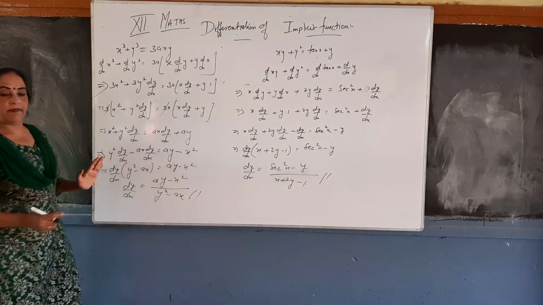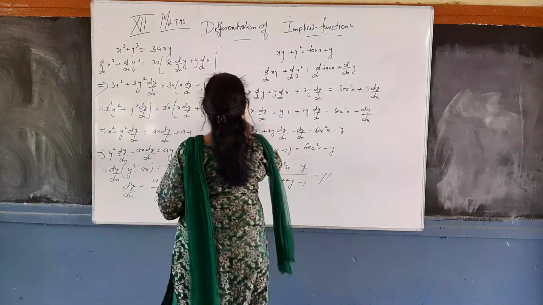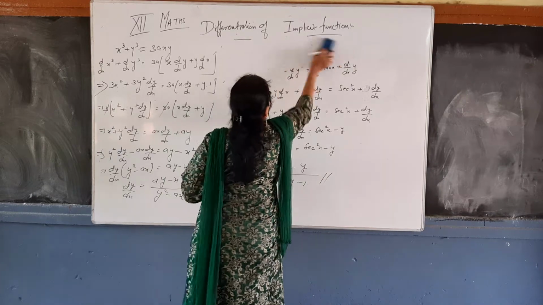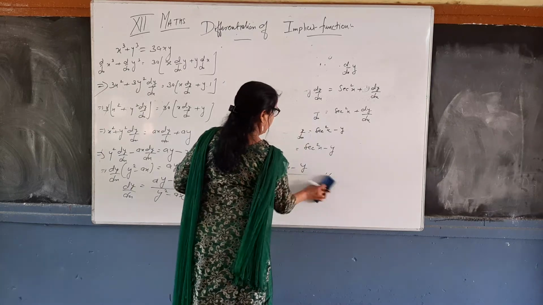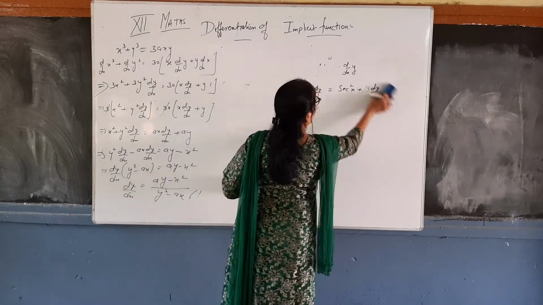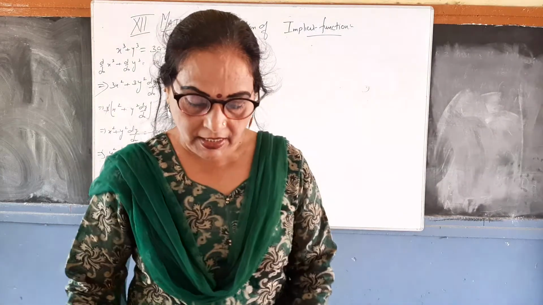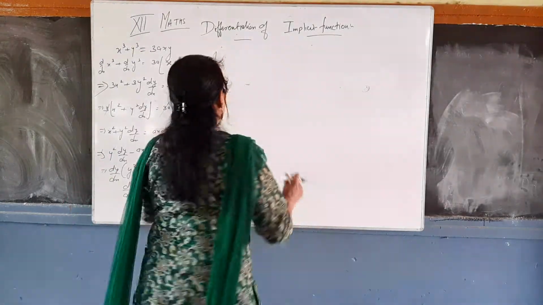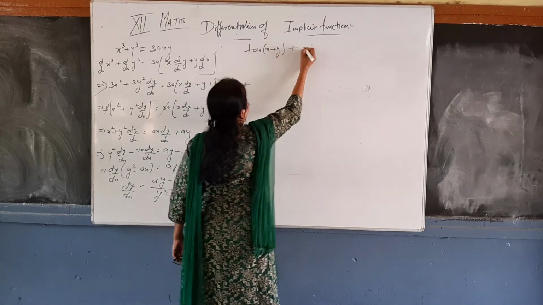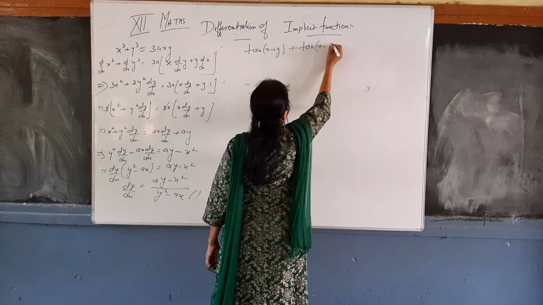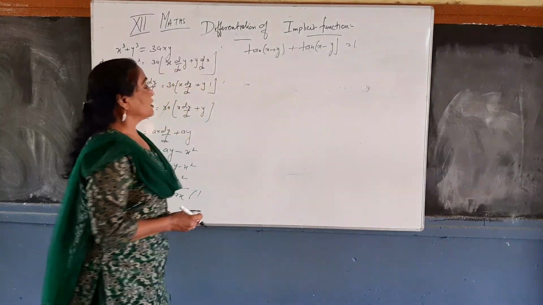This is the result. Now, a further question. The next question is tan x plus y plus tan x minus y equal to 1. Tan x plus y plus tan x minus y equal to 1.